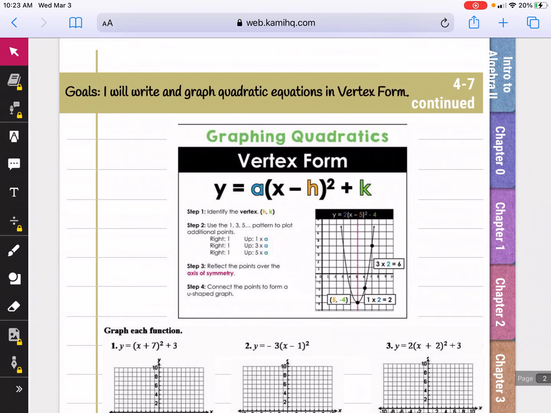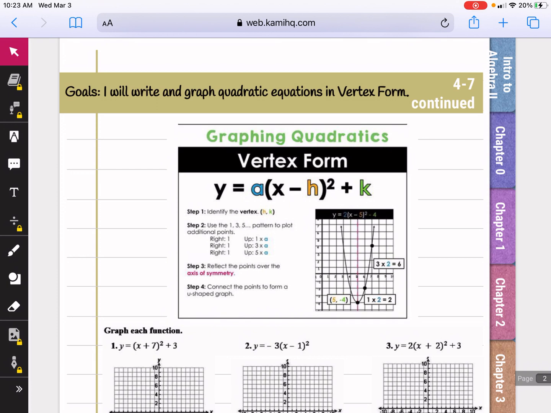In this video, we're going to be learning how to graph quadratic equations that are written in vertex form. So when you graph these, you look for your vertex, your h, k in the equation. Remember, h, you change it, k, you keep it. And then you're going to put that as your first point on your graph.